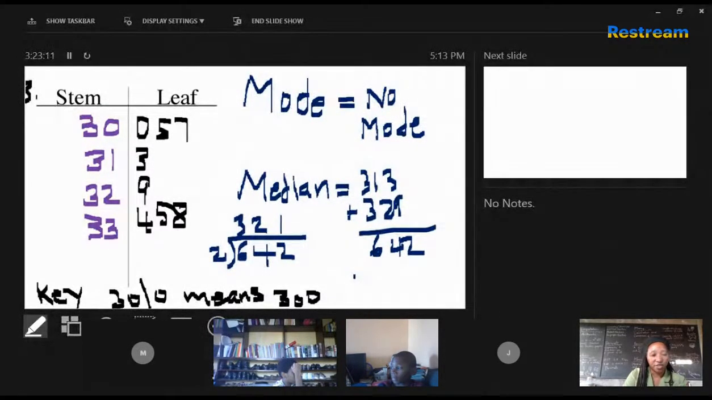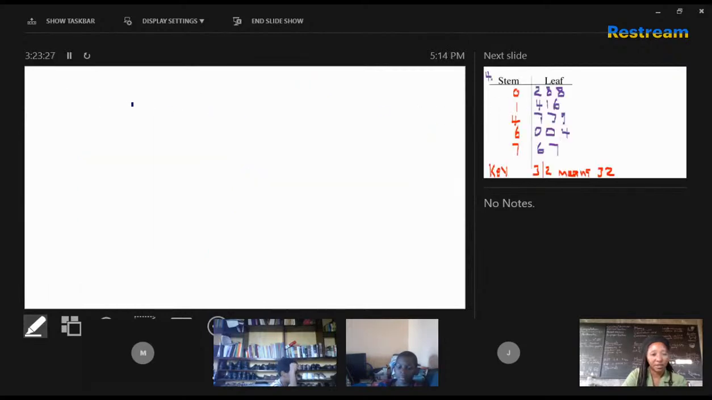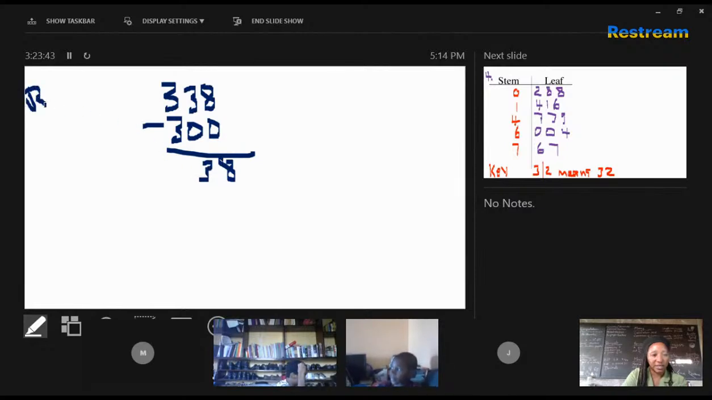So what's the range? What's the difference between the smallest and the biggest numbers? The biggest number is 338. The smallest number is 300. So 338 minus 300 is 38. So the range is 38.